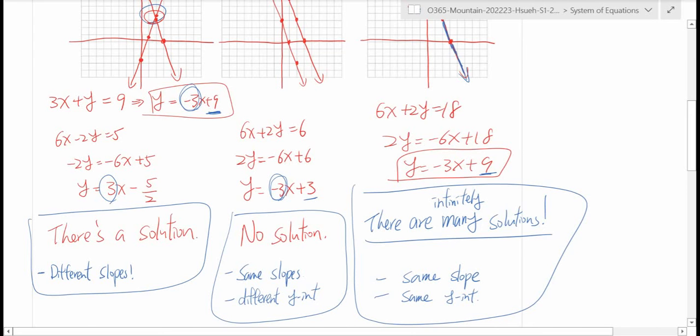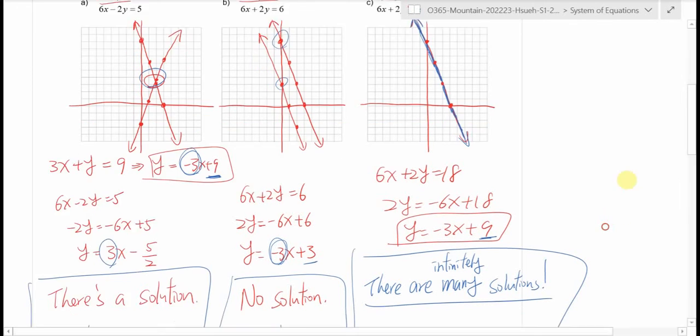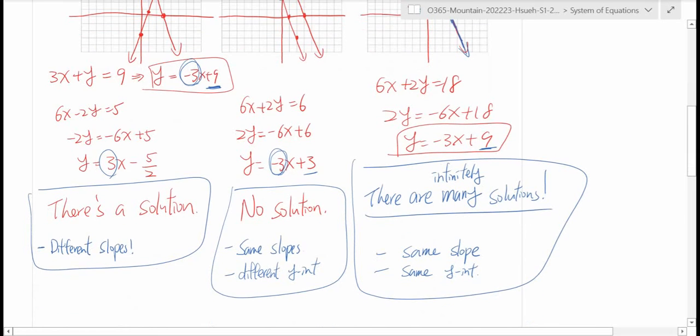Okay, so that kind of makes sense, right? If they don't go up or down at the same rate, then eventually they're going to meet each other at some point. Whereas in part B, they are going up or down at the same rate, but if their starting point, the y-intercept, is different, then they will never meet. Because they will always go up at the same rate, but their starting point is different, and therefore they will never meet. Whereas in part C, everything is the same. If everything is the same, then obviously all the points will be points of intersection, so there will be infinitely many solutions. Okay, so that is basically the lesson.